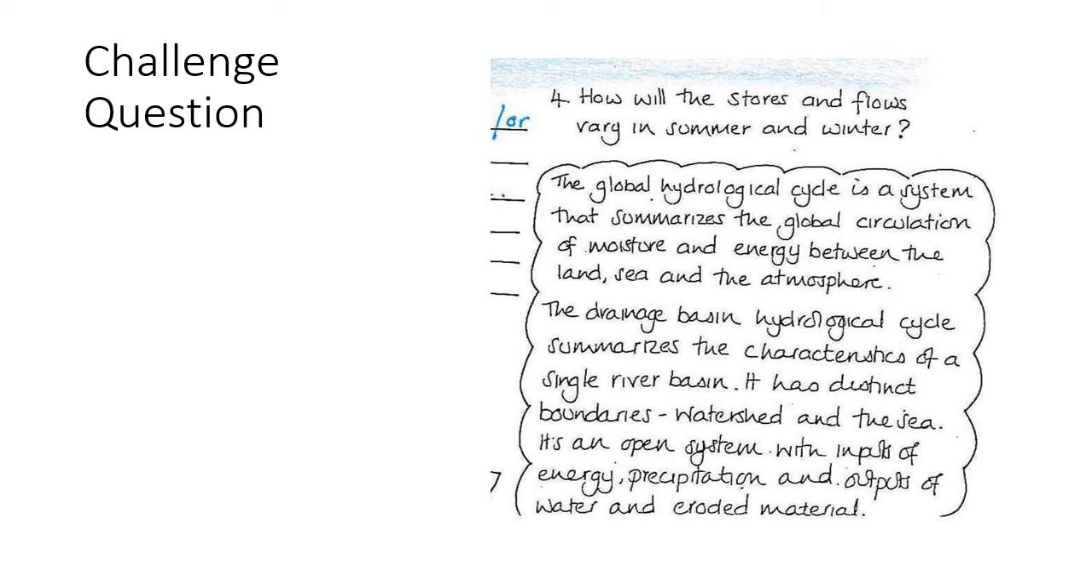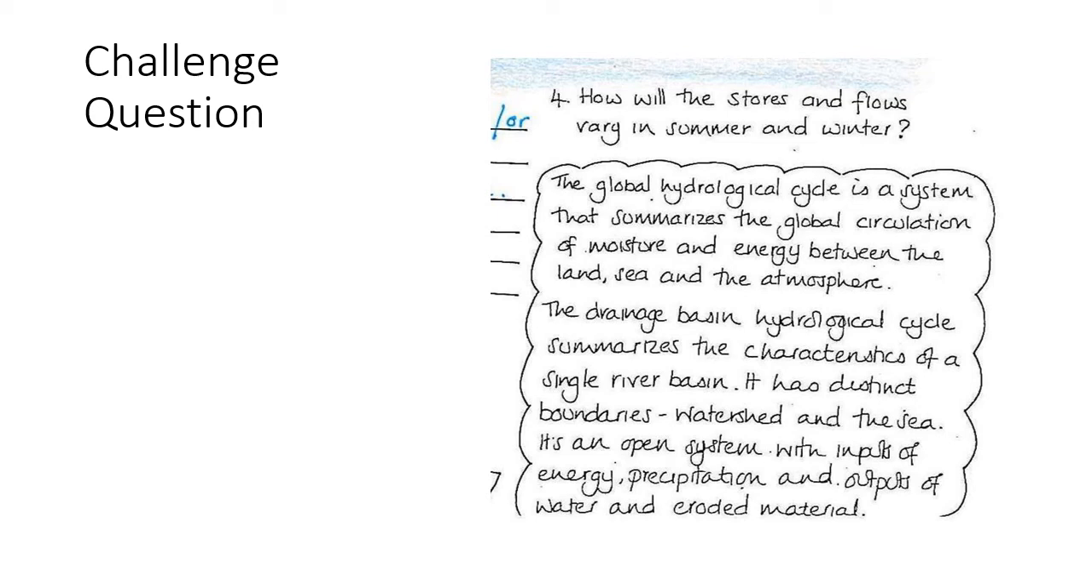Okay, so the challenge question was, how will stores and flows vary in summer and winter? Just think about this. In winter, what's going to happen? There's going to be more precipitation. If there's more precipitation, that means there's going to be more water going onto the soil. So the soil's more likely waterlogged. And if the soil's got loads of water, there's more water likely to percolate into the rock. So the groundwater is likely to be greater, so the water table will rise. You might well find that if the ground and the soil's saturated, there's probably going to be more water traveling over land, and that will increase the risk of a flood.